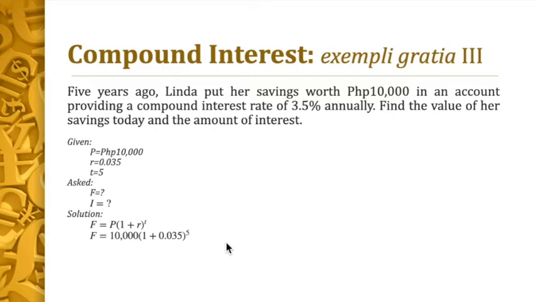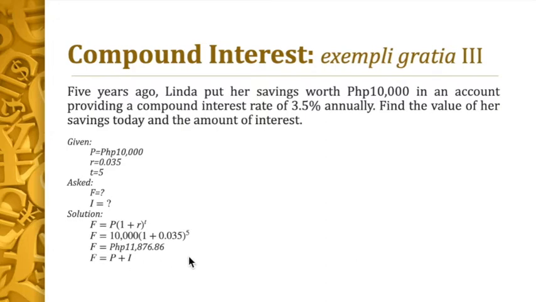Okay, so raised to 5, the answer is 11,876 pesos and 86 centavos. Now, how can we get our interest? Remember, in our simple interest formula, we have this formula. Okay, that future value is equal to principal amount plus interest, and that's clearly correct in all types of interest, because the future value is equal to p, principal plus the interest earned, right? So how do we get the I?